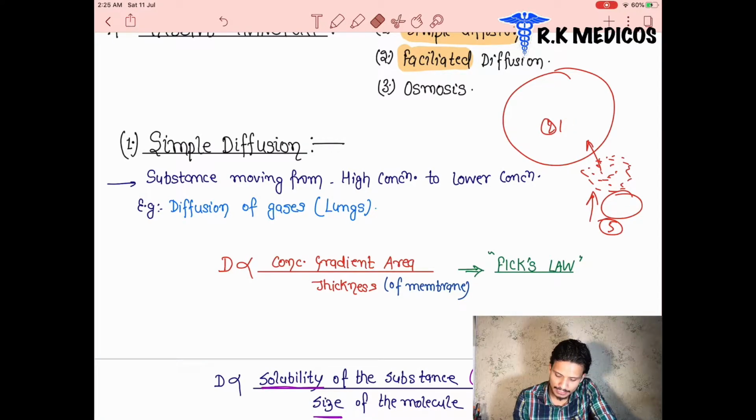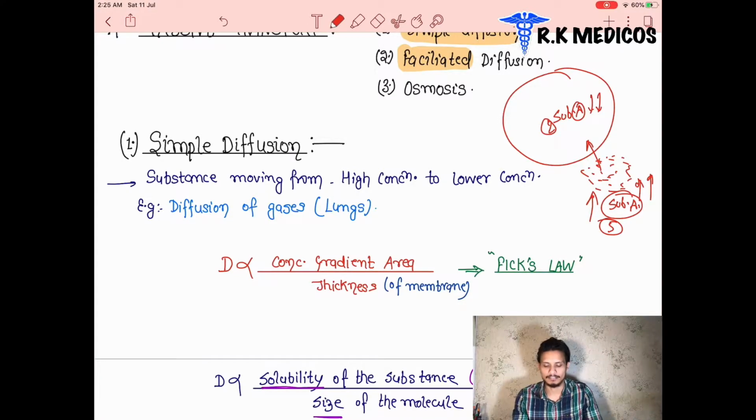So we can't take sodium as an example. We can take substance A, which is in higher quantity outside, and the same substance A is in lower quantity inside the cell. We can see the substances start moving from higher concentration to lower concentration, and the barrier is the membrane. These molecules entering from outside to inside the cell are called simple diffusion when they are moving from higher concentration to lower concentration.